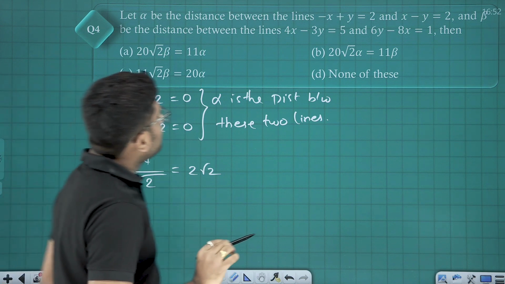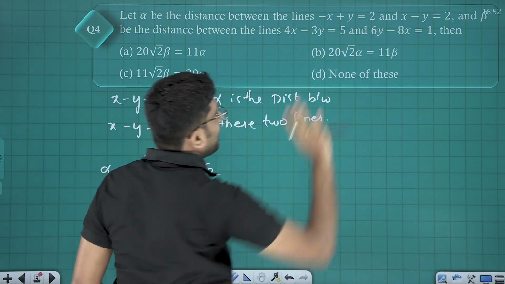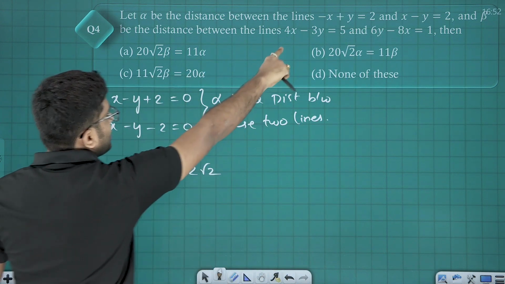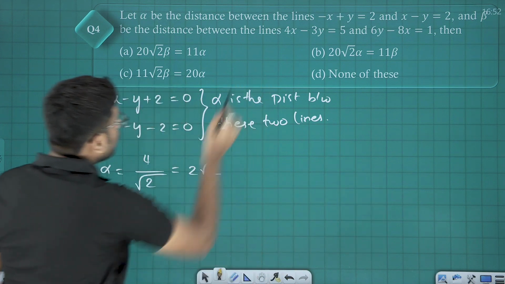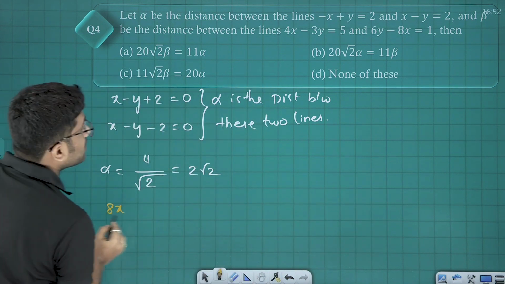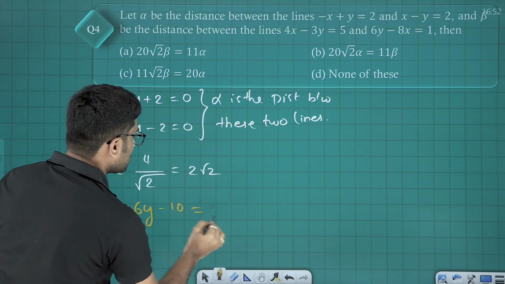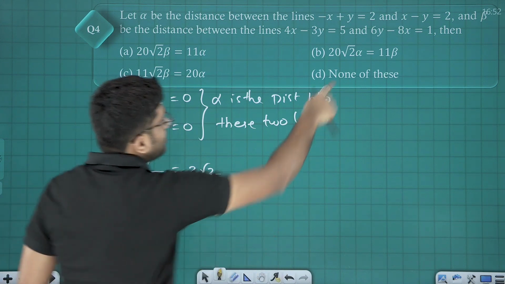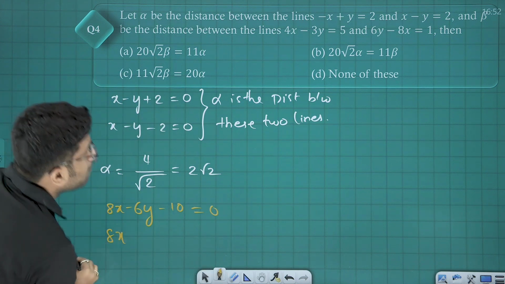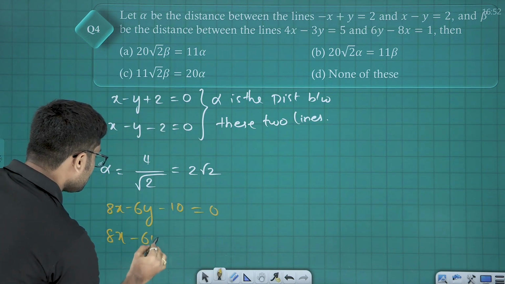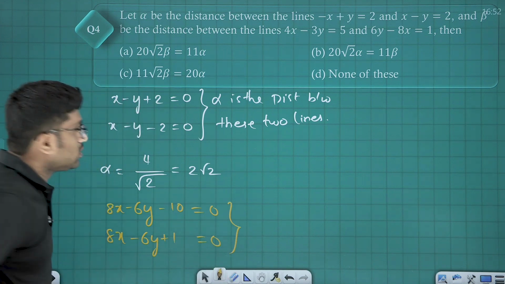Now what they have given? Next, let's try to rearrange again these two lines. These two are also parallel lines, friends. Let's try to rearrange. First, let's multiply with the 2. So second equation, 4x, 2 4s are 8x minus 6y, 2 5s 10, so minus 10 is equals to 0, one line, and multiply with the negative, so that you get 8x minus 6y plus 1 is equals to 0. So these two are two parallel lines.